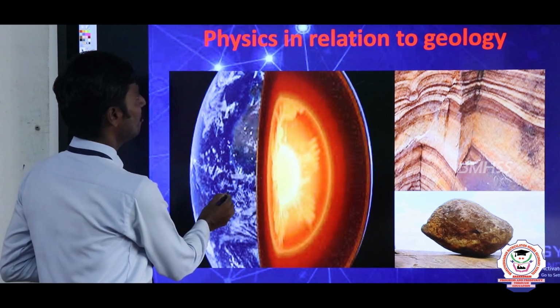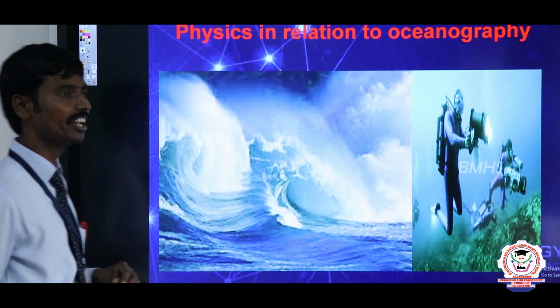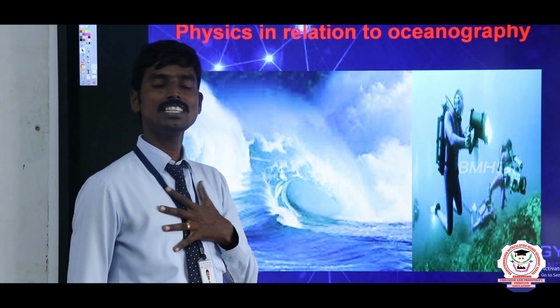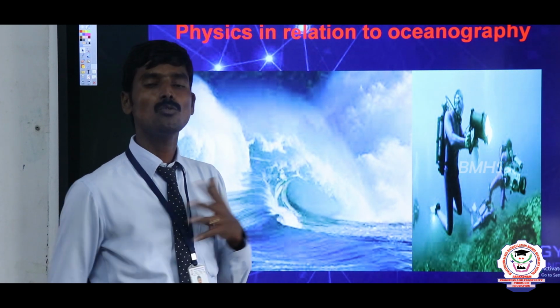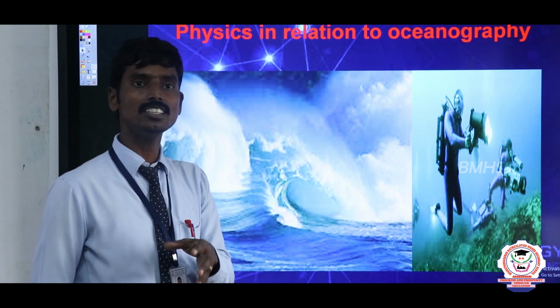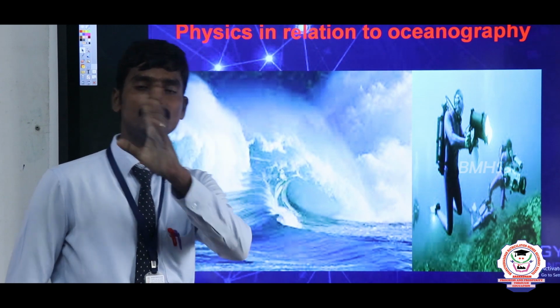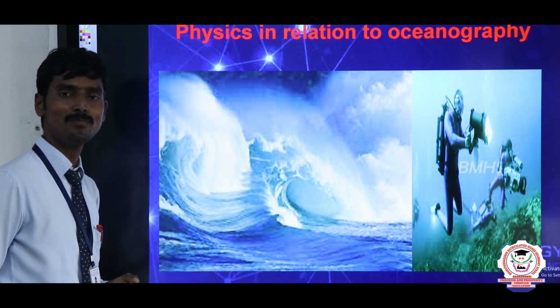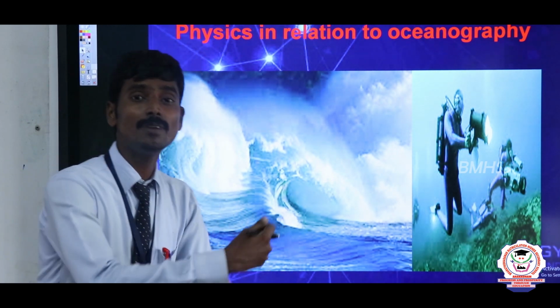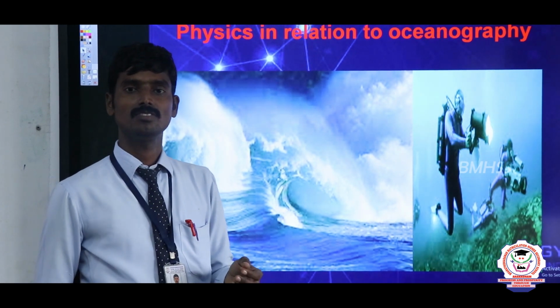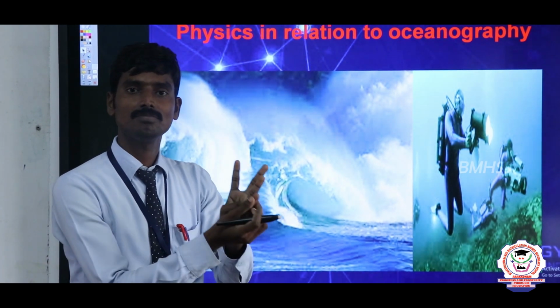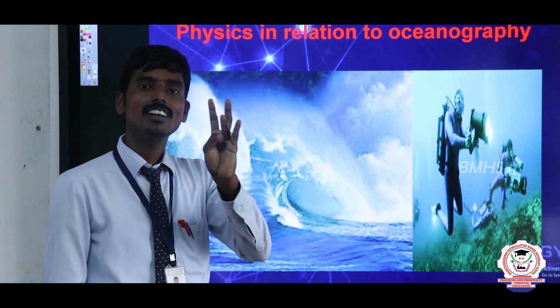The next one is physics in relation to oceanography. In our physics principle, oceanographers find the physical and chemical properties of the ocean, for example, current speed of ocean, salinity of the ocean, and finally temperature of the ocean.